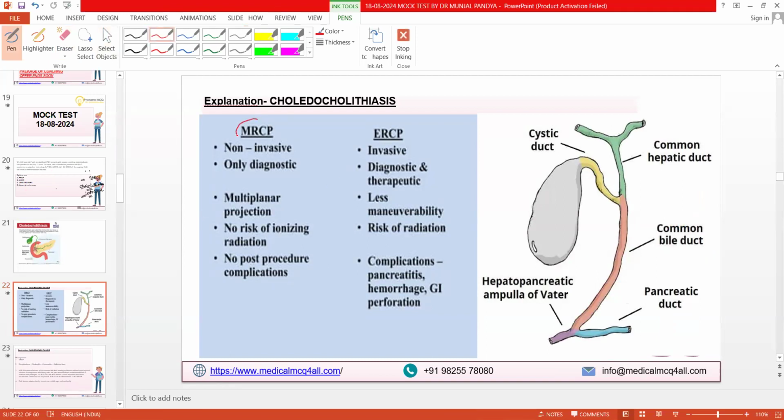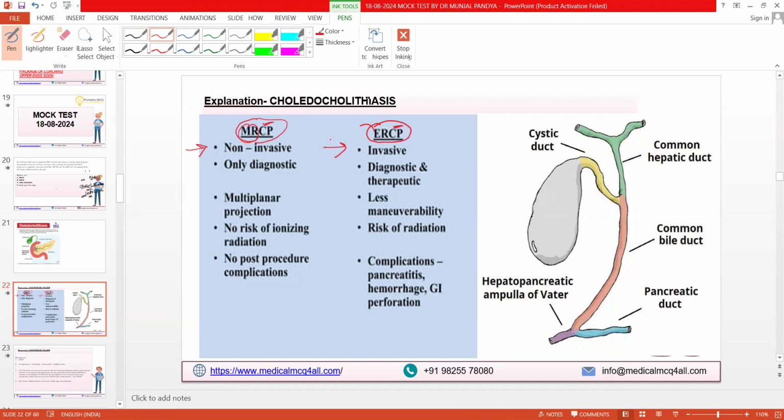MRCP, MR means magnetic resonance cholangiopancreatography, and ERCP is endoscopic retrograde cholangiopancreatography. So CP is the same for both: cholangiopancreatography. This is MRI based, so it is called MR for short. This is endoscopic, meaning we are entering a tube. So MRCP is done from outside; you don't need to enter anything into the body. So it is non-invasive. ERCP is invasive.